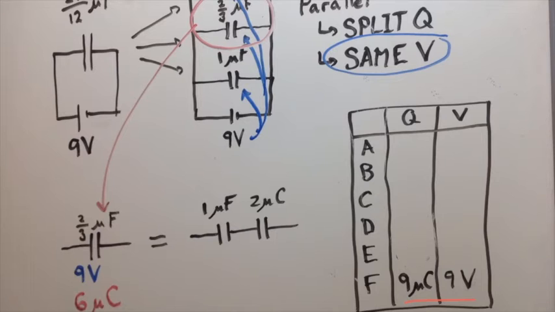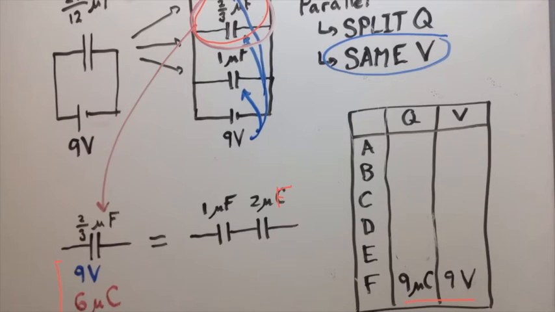All right, next we're going to go on and tackle this 2/3 right here. So the 2/3 microfarad capacitor, in the sort of previous slide, I figured out was, well, it had 9 volts on it, all right, and 6 microcoulombs. Well, that was the equivalent capacitor for the, if you went sort of back up a level, a 1 and a 2 farad capacitor in series with each other.